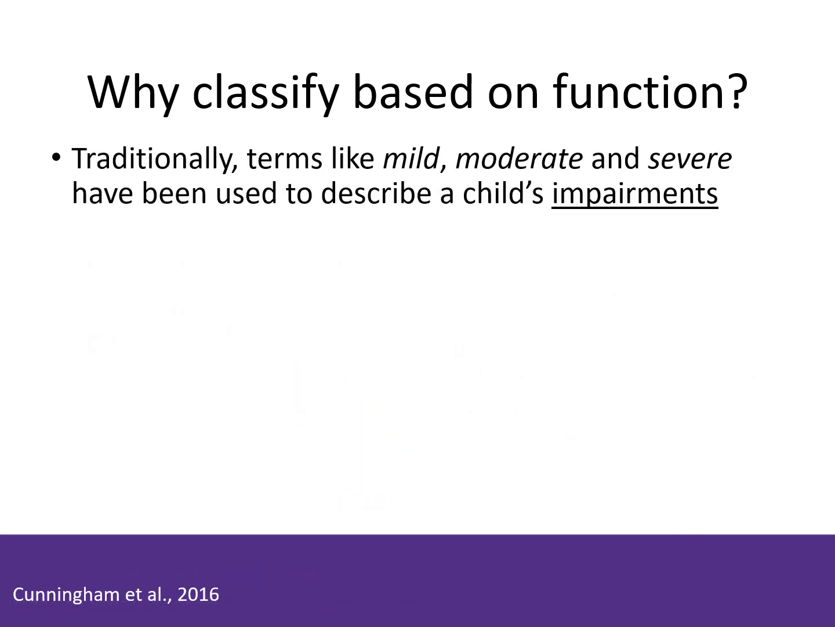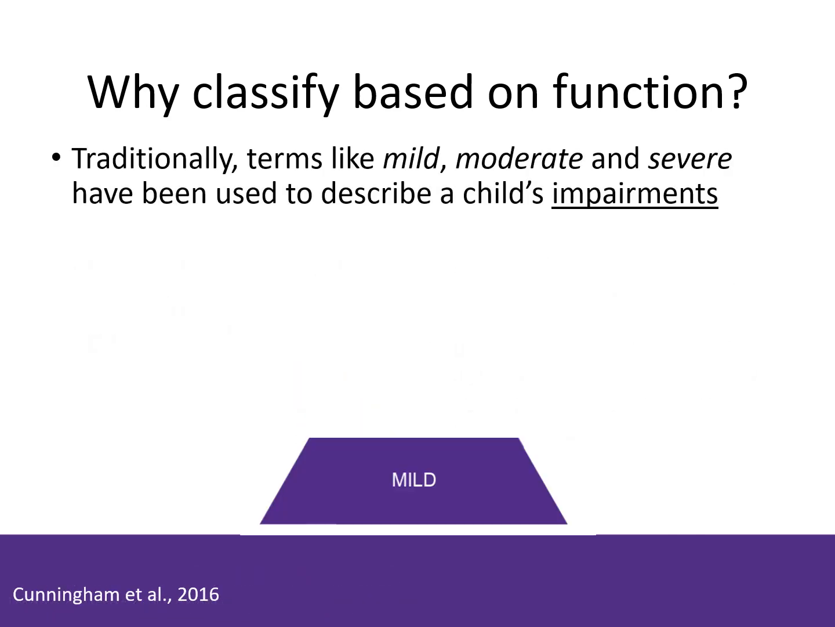Traditionally, speech-language pathologists have used terms like mild, moderate, and severe to describe children's communication, but this method is focused on impairments and has never been shown to be reliable. What one clinician calls mild, another might call moderate, and what one calls moderate, another may call severe. It is also difficult to discern whether there are differences in children's abilities and how they function using these terms. For example, 2 children, both with severe speech sound disorder, may have very different functional abilities.